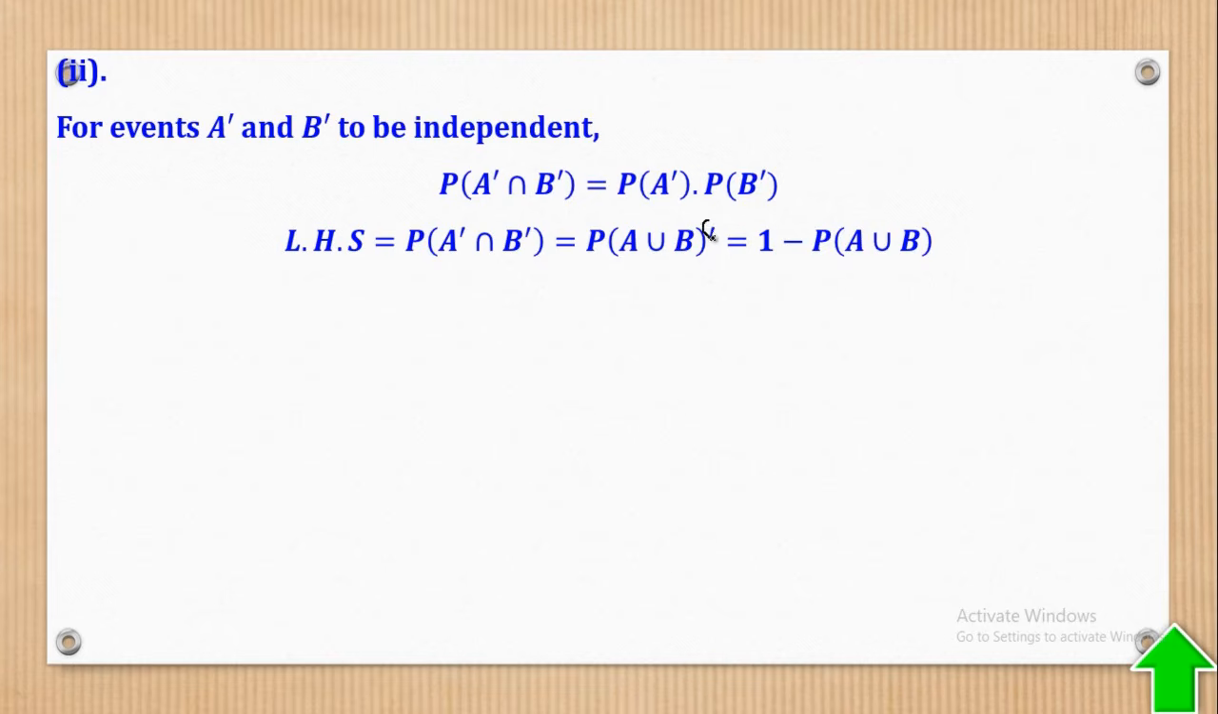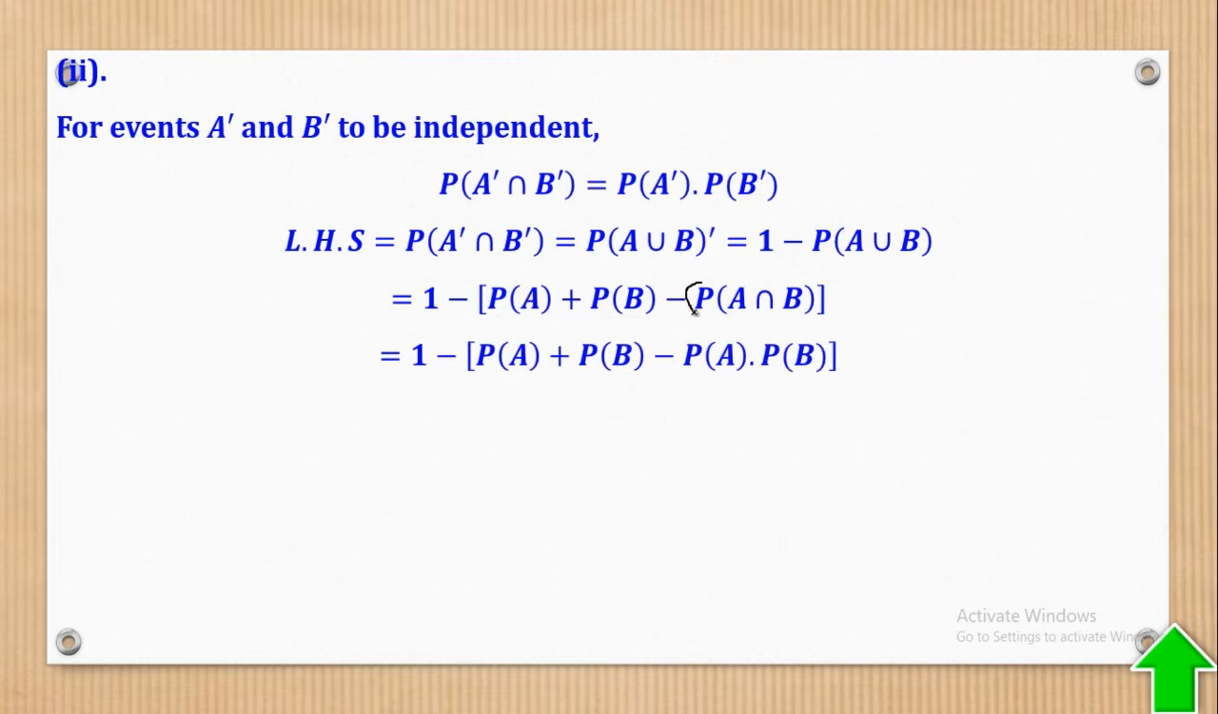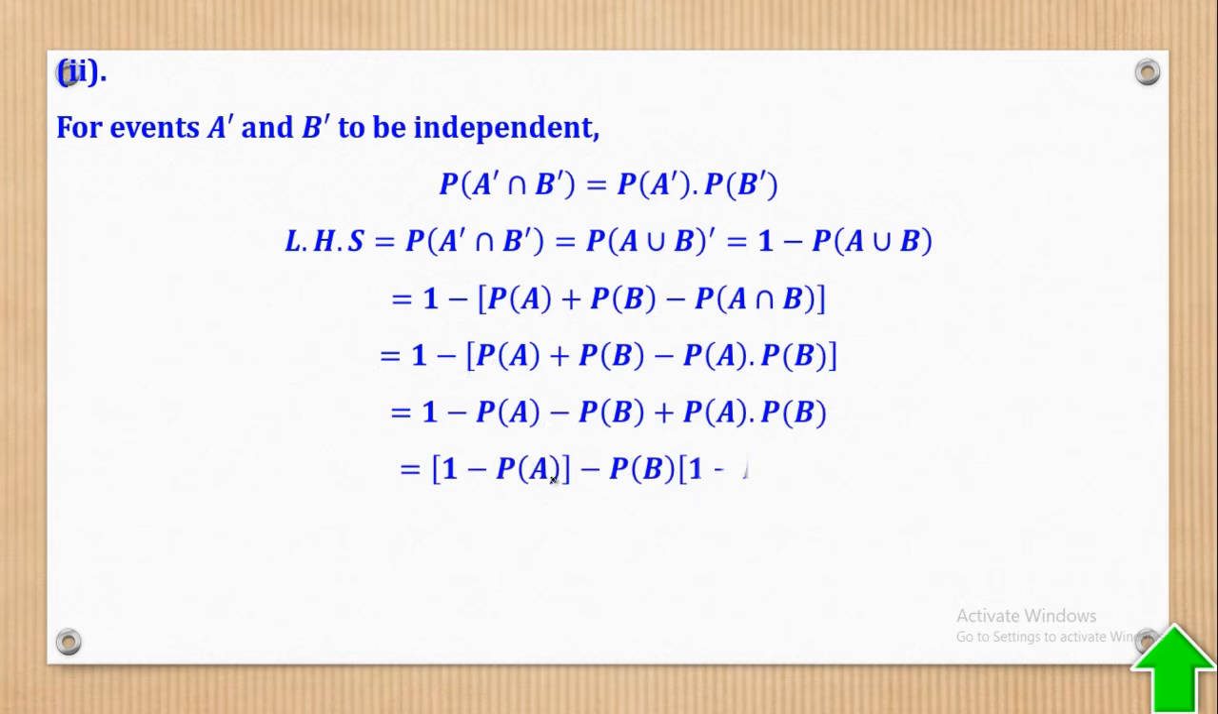Then from here, this is the complement, so it's the same as 1 minus the probability of A union B. But you already know the expansion of A union B, that's equal to the probability of A plus the probability of B minus the probability of A intersection B. And you already know that these two events A and B are independent, therefore we shall replace the intersection with the product of the individual probabilities. Then from there we can open brackets to come up with this, and after that it is up to you to choose what you want to pair.